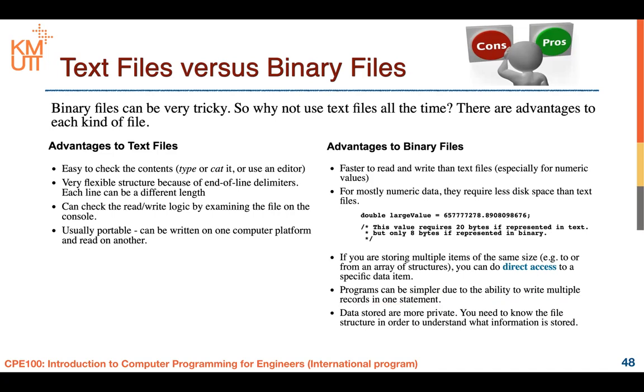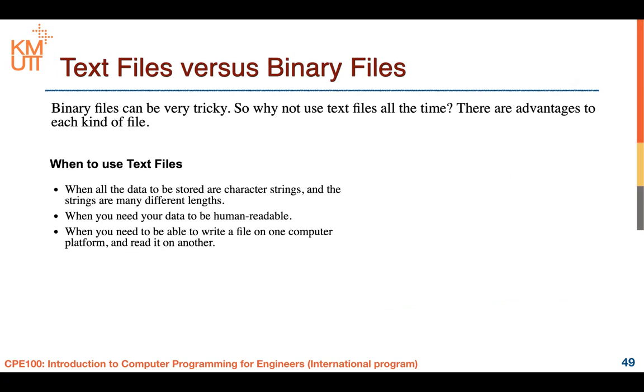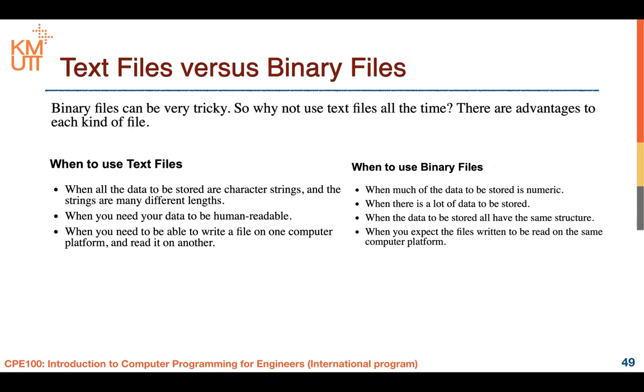We have the advantages, and we also have to talk about the disadvantages as well. When do you use a text file? When all the data to be stored are characters and strings. These are the attributes or features of text files. Only characters and strings will be kept in the text file, and it is human readable. It is also used when you need to write a file on one computer platform and read it on another. This is also an advantage of the text file.